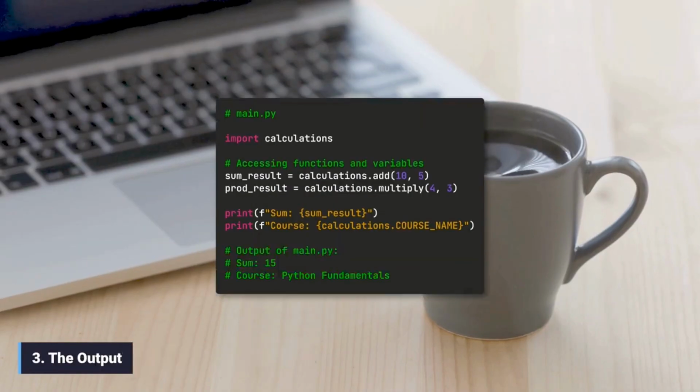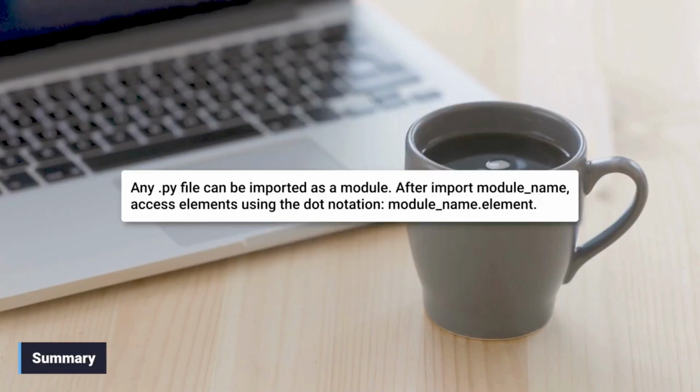3. The output. The output confirms that our main.py file successfully accessed and executed the add and multiply functions, as well as the course_name variable defined in the completely separate calculations.py module. To summarize, we have created and used a module, demonstrating a way to organize and reuse code in Python.